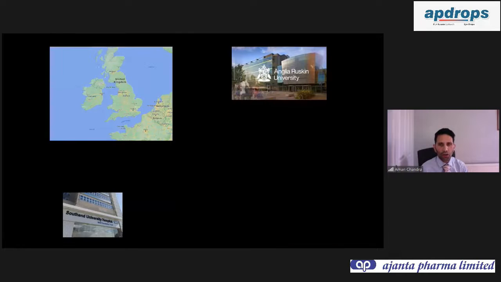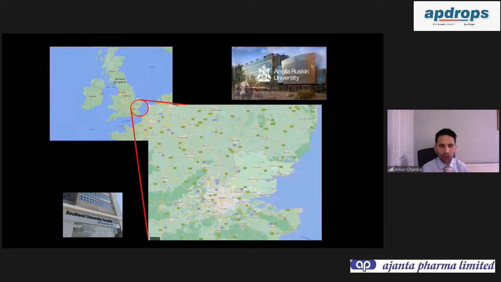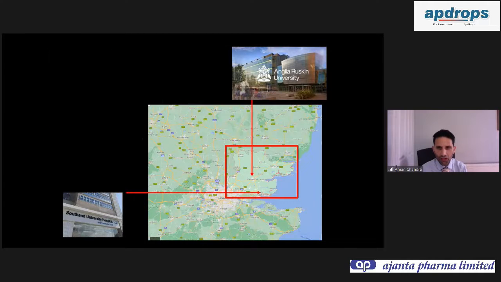So I work and come from the UK. This is a map of the UK on the top left. Actually, the part of the UK I work in is in the southeast, just near London. This little square here is called Essex, and this is where I'm based. Anglia-Ruskin University is in the middle of the county, and Southend University is right in the south corner of Essex. So that's where I'm from.